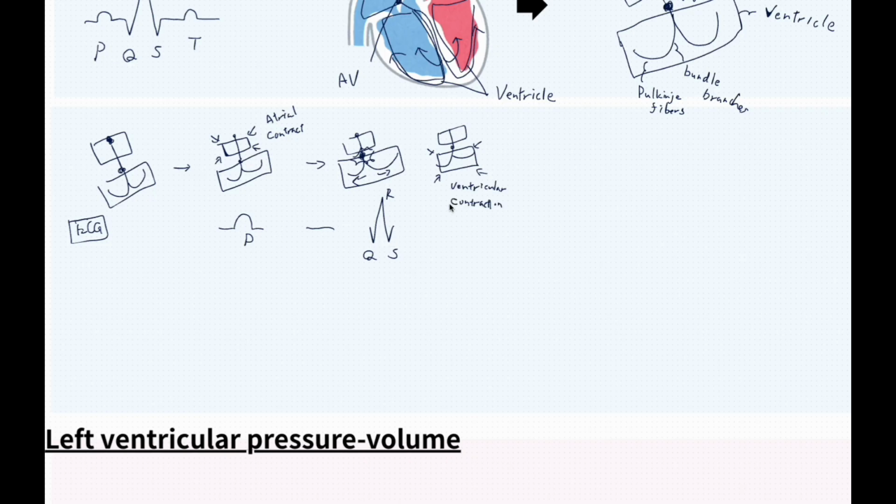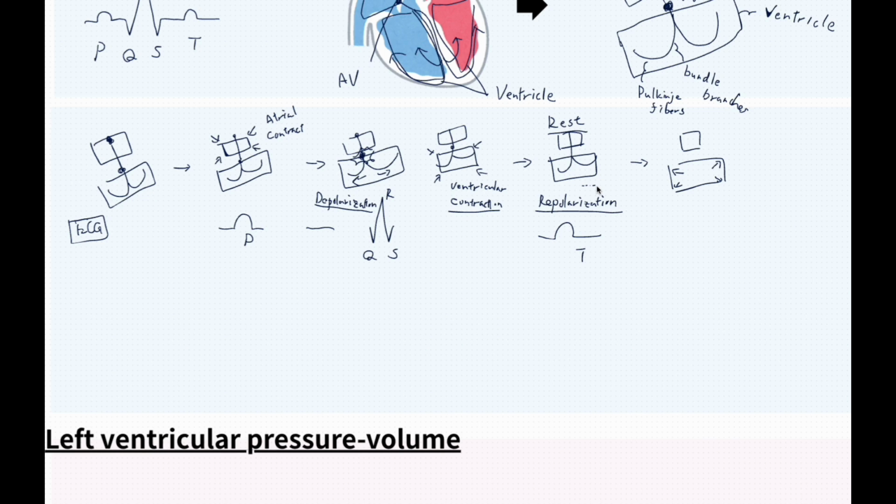Immediately after depolarization, the ventricle contracts mechanically. Then the ventricle begins to relax. This recovery phase is called repolarization, and it corresponds to the T wave. Although the T wave represents electrical repolarization, mechanical contraction continues slightly beyond it. After repolarization is completed, the heart returns to its resting state, and the cycle starts again.